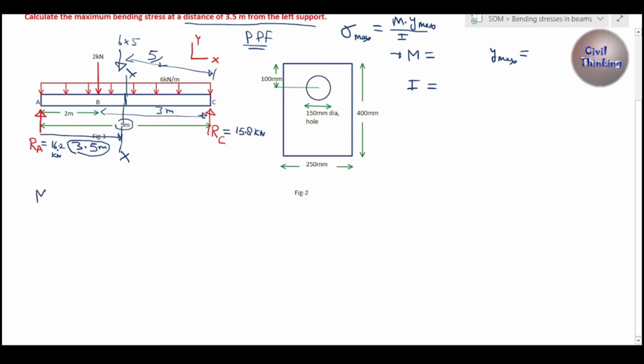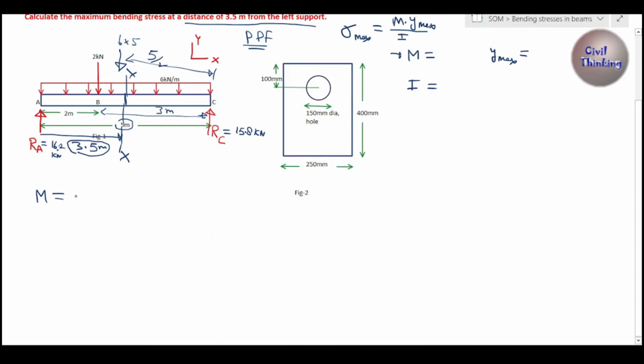So the moment M at X is how much? First is the reaction multiplied by the distance up to X. X is 3.5, right? Ra multiplied by 3.5, because load multiplied by distance gives the moment.